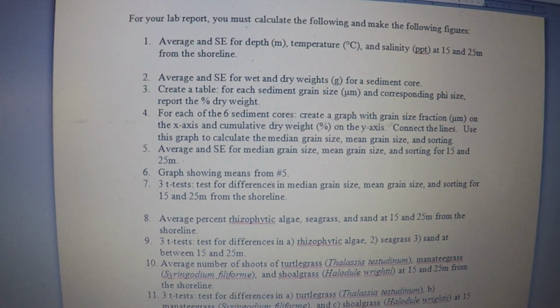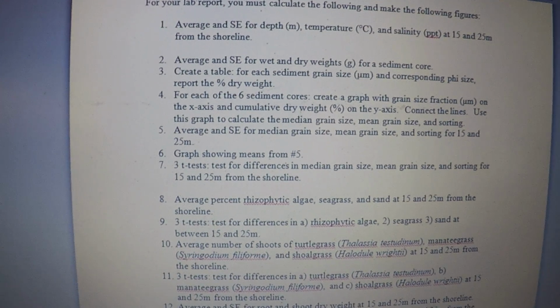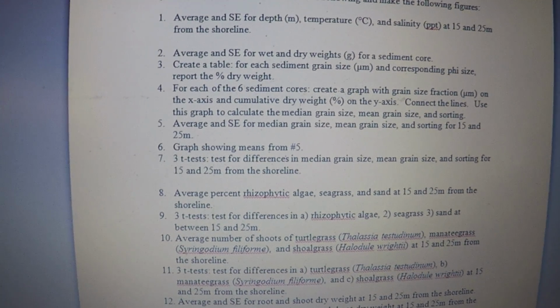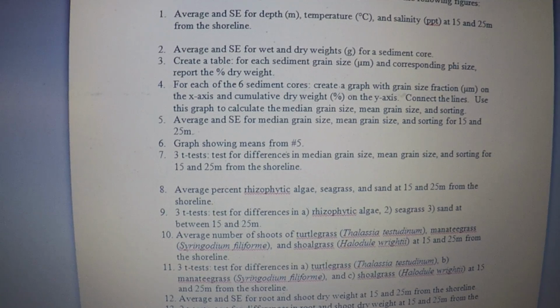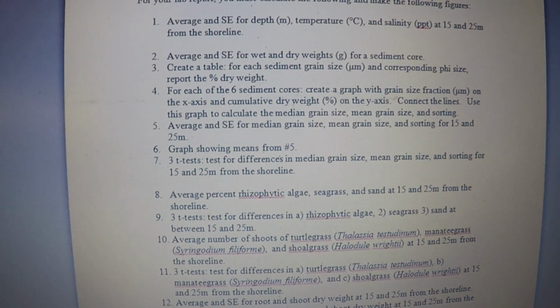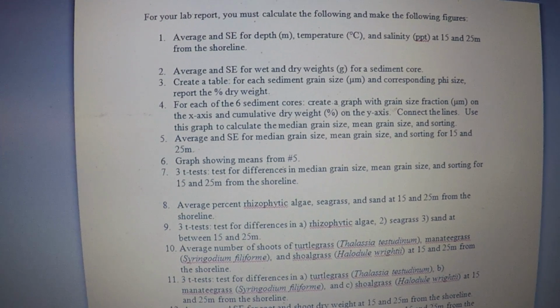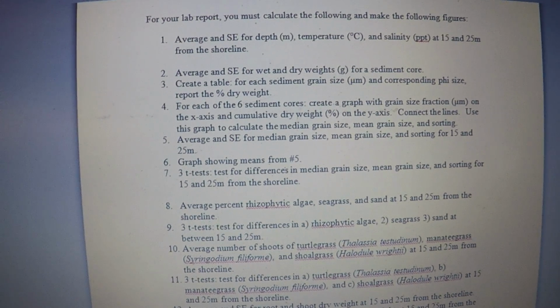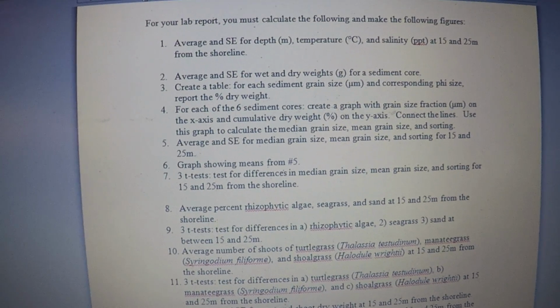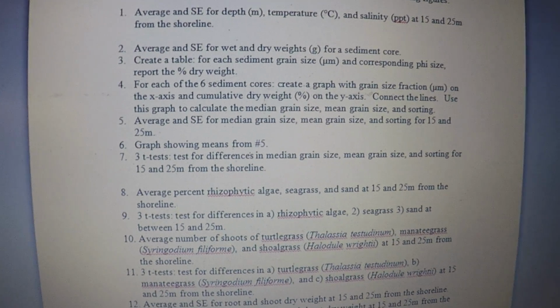And then you're going to go ahead and create graphs showing the means from 5. And then you're going to do 3 t-tests. This is a statistic that you will calculate to see if there are differences between the mean grain size, the median grain size, and the sorting at 15 and 25, and I'll show you that in SPSS.